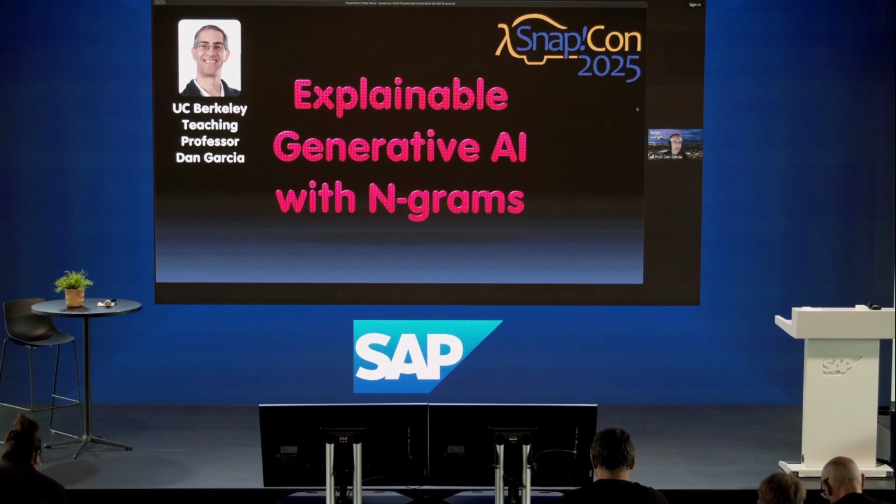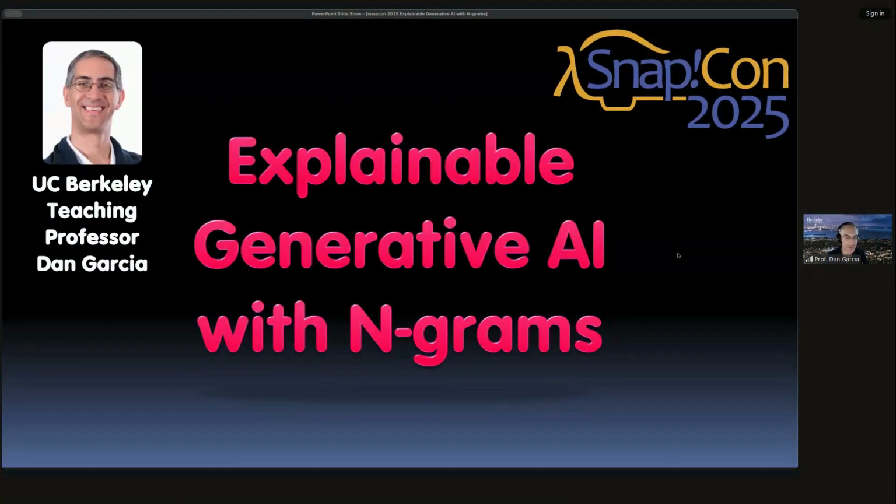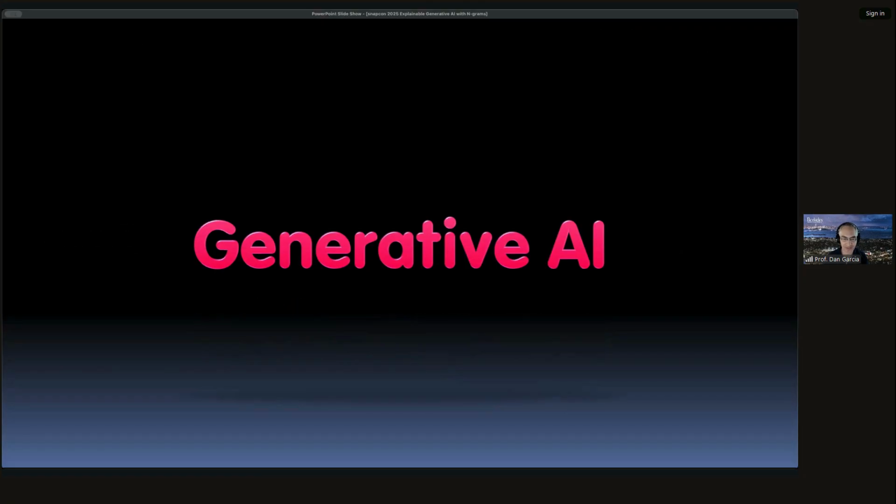Hi, everybody. I'm Dan Garcia, UC Berkeley teaching professor. This talk is going to be about explainable generative AI with N-grams. It's hard to follow those wonderful presentations. So generative AI is all the rage now.